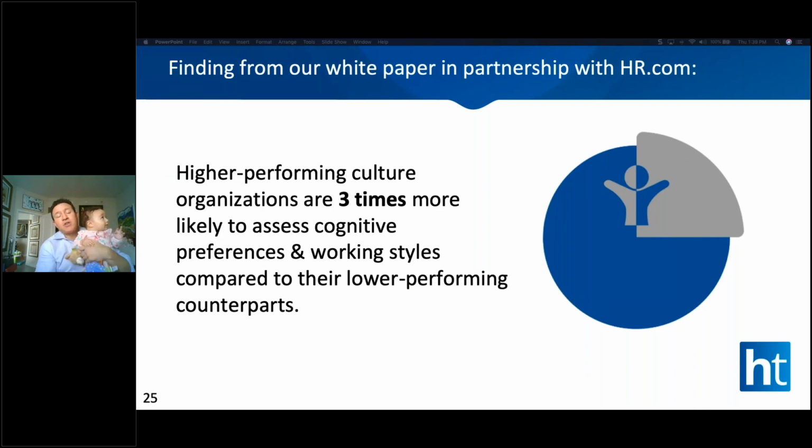This is a finding from our HR.com white paper partnership. They found that higher performing culture organizations are three times more likely to assess the cognitive preferences and working styles, that's what we call work environment, compared to their lower performing counterparts. The takeaway here is if you just have a tool that measures behaviors and you're not looking at work styles and work environment, it's not going to be very predictive, and it's not going to really lead to understanding your culture and measuring your true culture.